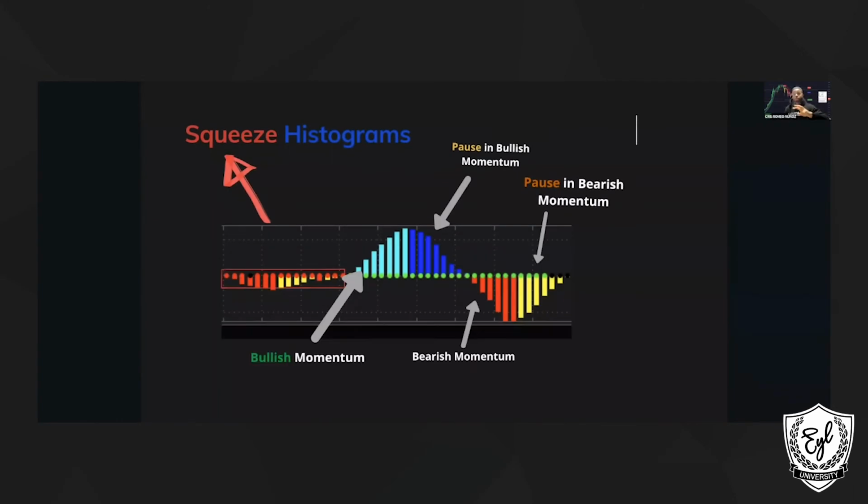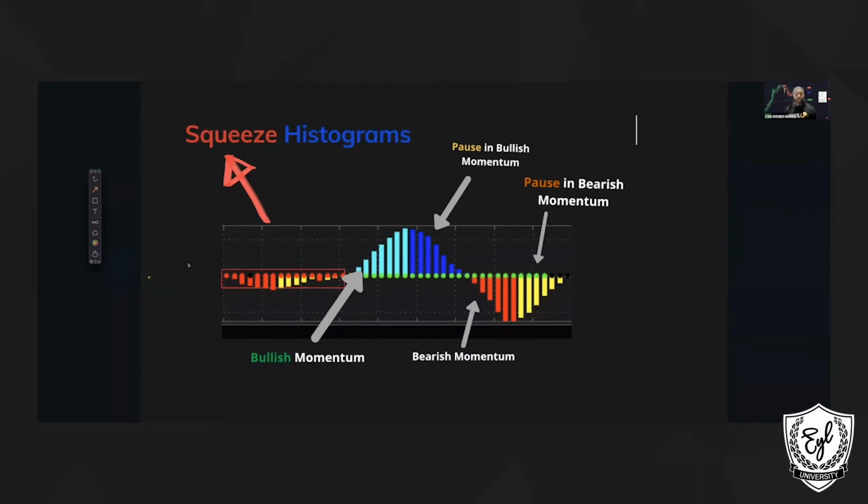Here is what is part of the TTM squeeze. We have something called the zero line. The zero line is considered like a balance. If we are above the zero line, then we have some uptrend momentum. If we are below the zero line, then we have some downtrend momentum. So the zero line is one of the things that makes up the TTM squeeze.